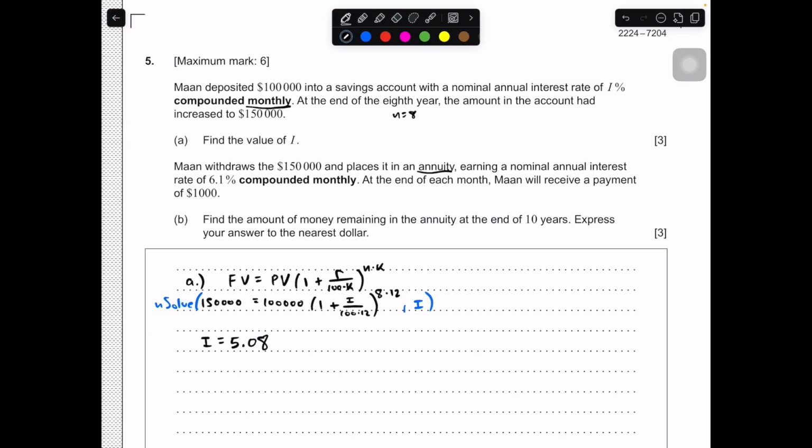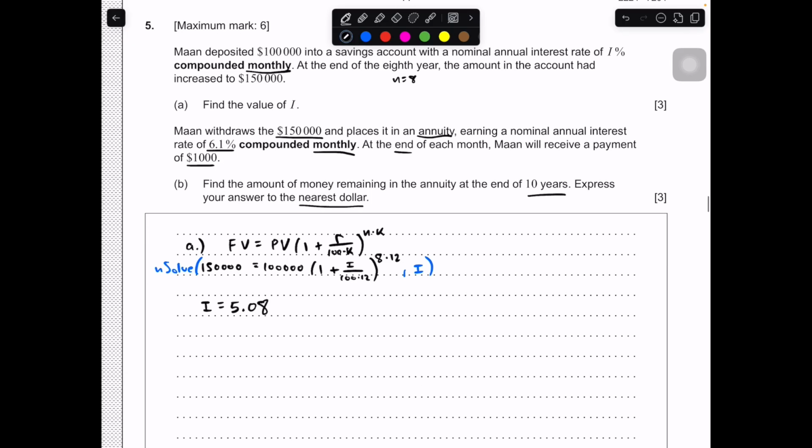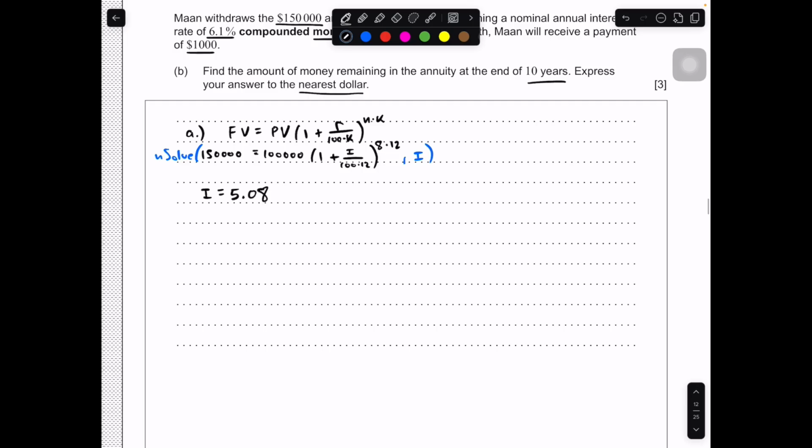So a lot going on here. They want the answer in the end in terms of the nearest dollar. The amount that she's putting in the annuity is 150,000. Bank is giving us 6.1%. They're compounding it monthly. That happens at the end of the month, and we're getting payments of $1,000. Okay. And we want to find the amount in the annuity at the end of 10 years. Okay, it's a good question. It's a pretty challenging question.